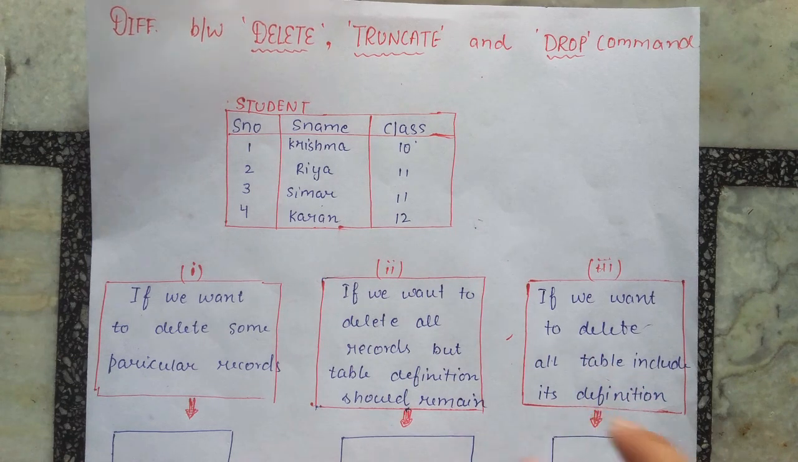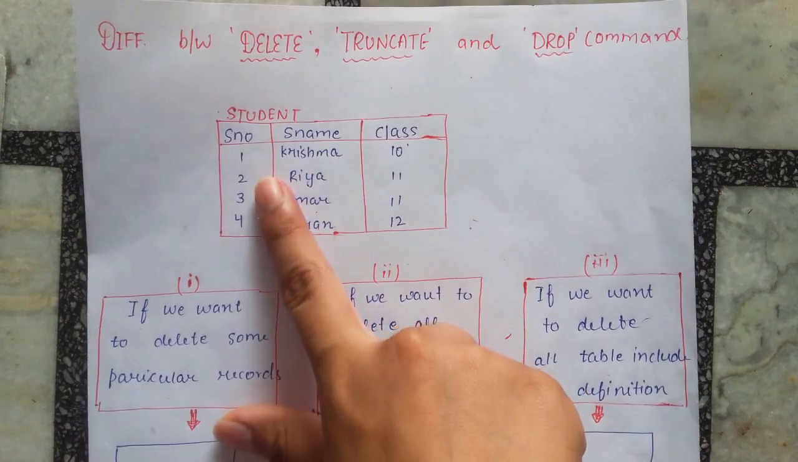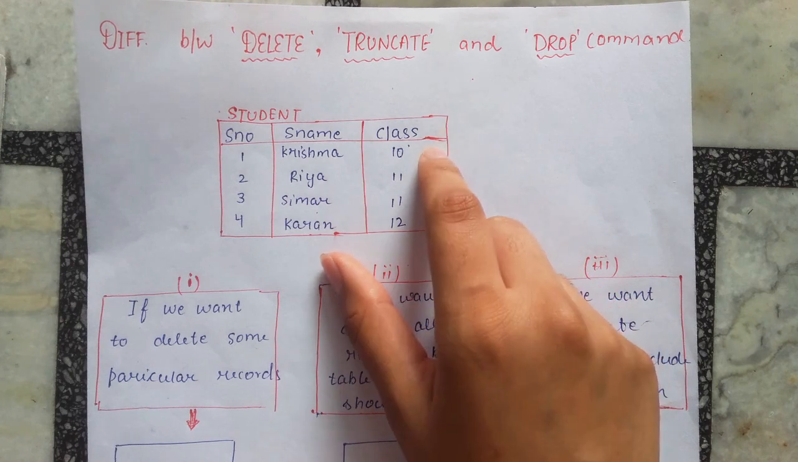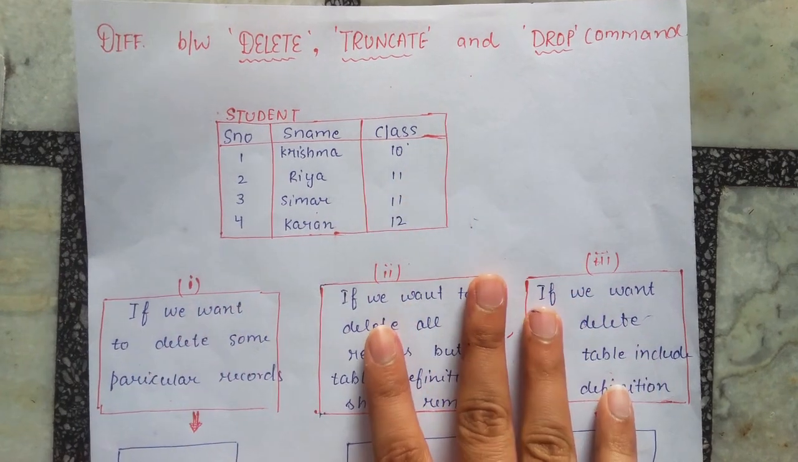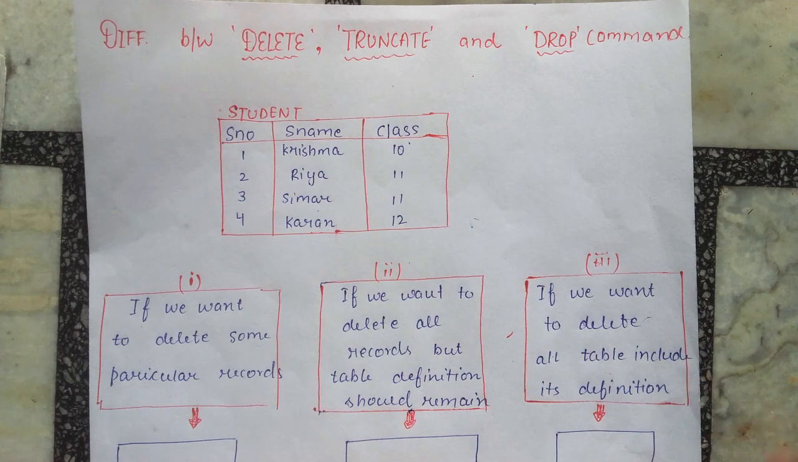The third type of deletion is if we want to delete the entire table, including its definition and its structure, from the db. We just want to remove this entire table. So these are the three kinds of deletions that we can perform, the three possibilities on the basis of which we delete.